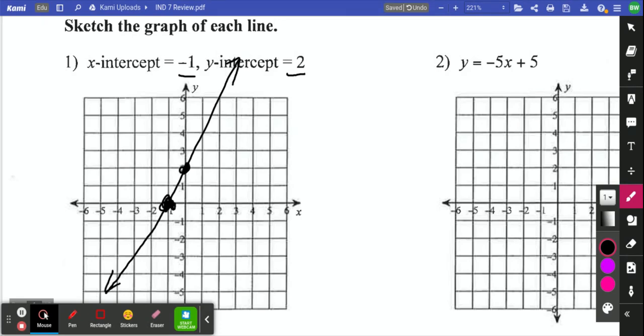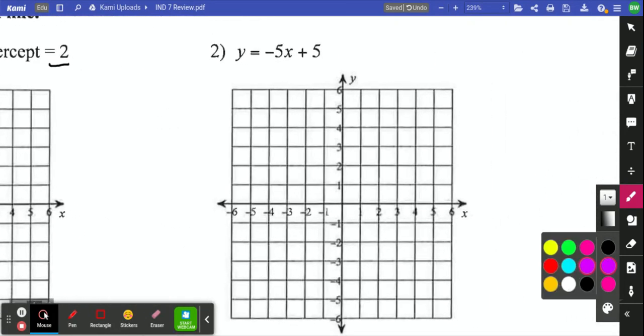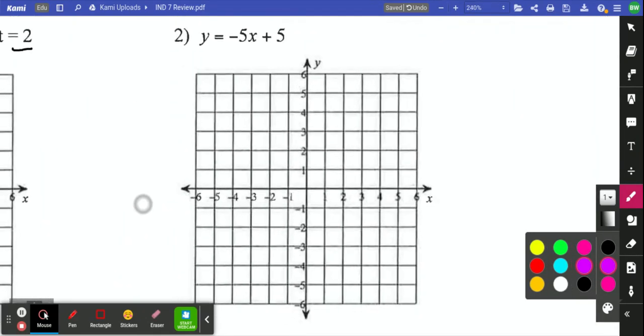Okay, let's look at the next one. I think we'll go with purple here. We have school spirit. So we're plotting this. This time we have an equation, and this is in slope-intercept form. Have to be able to recognize when they are in that form. Because when they are, you can plot them using the y-intercept, which is that, and the slope, which is right there. So you just go to that y-intercept, which is 5.